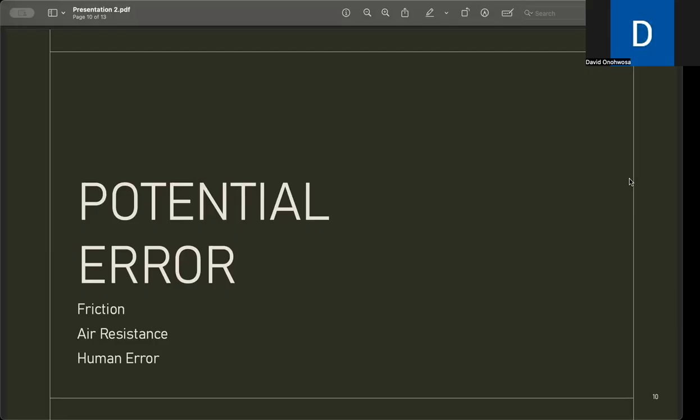Our sources of potential error were friction and air resistance. This is because we ignored those for the purpose of the experiment, but they are still there. And then also human error in how we slide the marker and how well you track it on the tracker app.